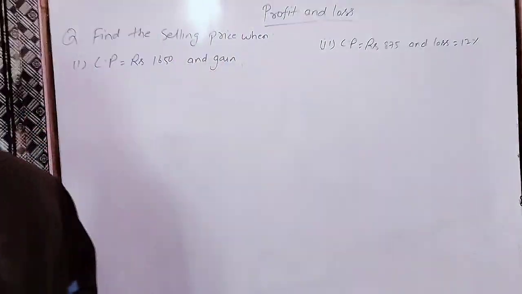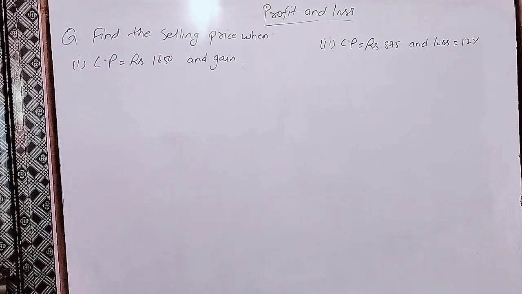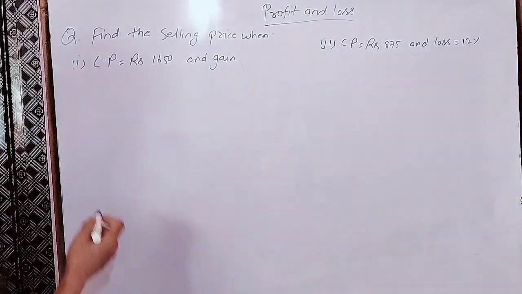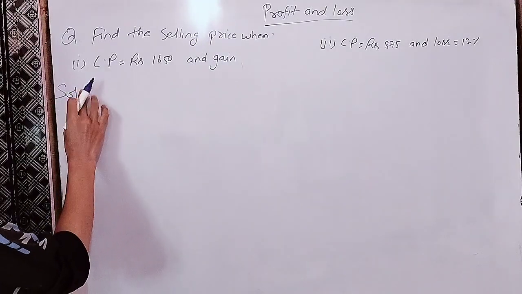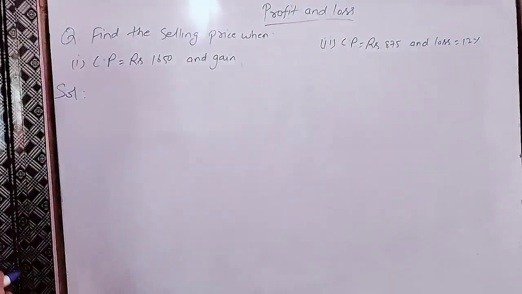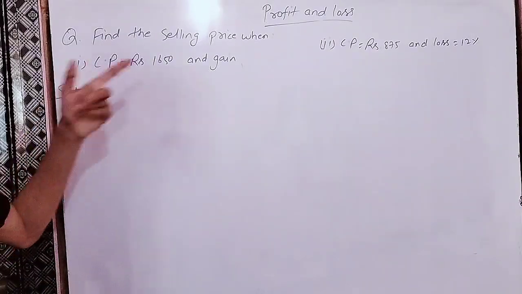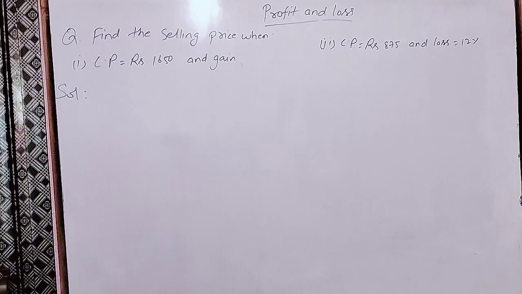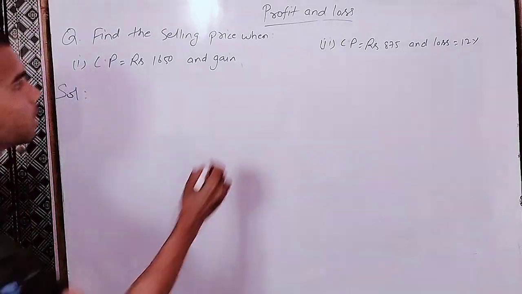Now we have two statements. Let's start from the first statement. The question is to find the selling price in the given statement. What is the selling price when the cost price is 1650 and the gain is 4%?